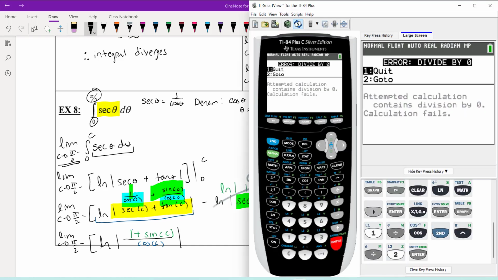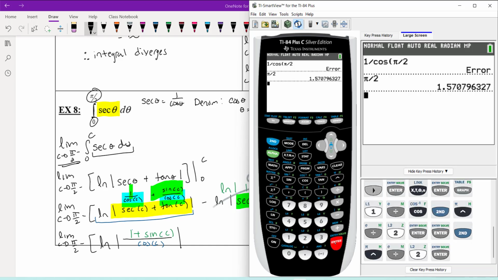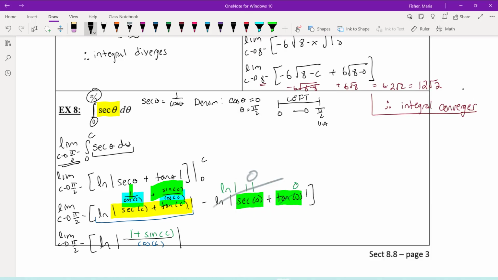So what is pi over 2? Well, pi over 2 is approximately 1.570796. So if I want a number that's to the left of pi over 2, I can plug in 1.5707. So plugging in 1.5707, you're looking at the natural log of the absolute value of 1 plus the sine of 1.5707 all over the cosine of 1.5707. Again, make sure that your calculator is in radians.